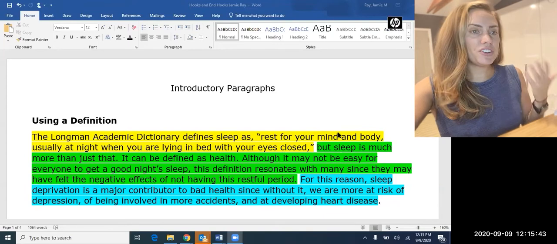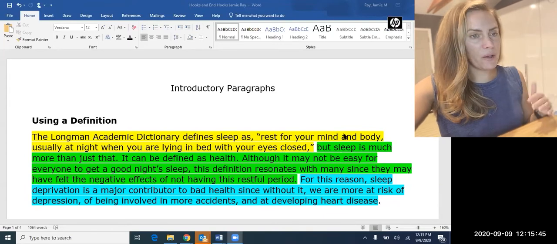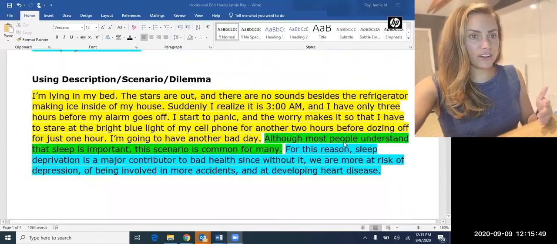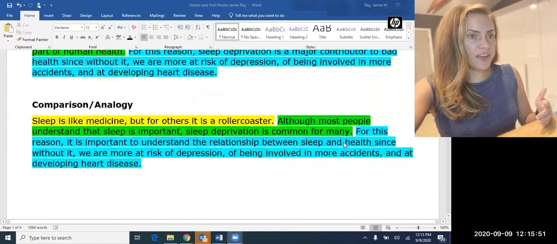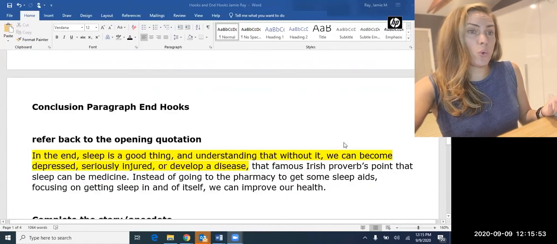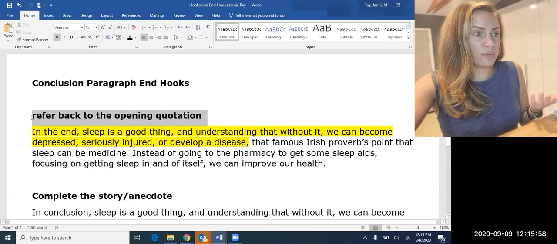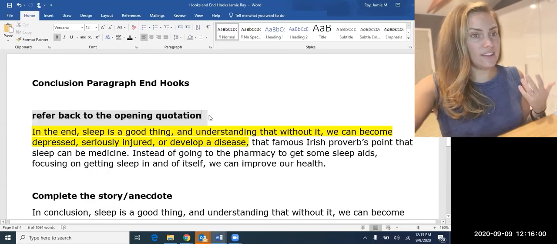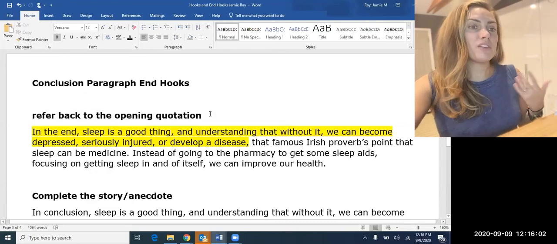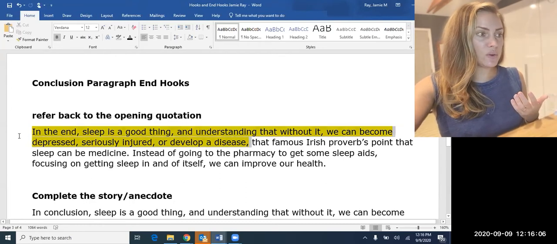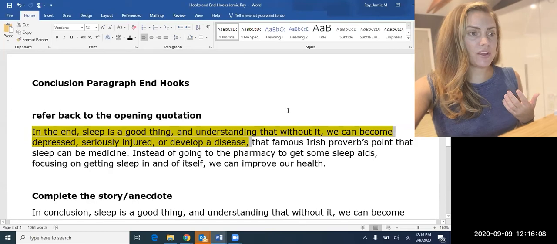So imagine you've written your paper, you've developed the body paragraphs, and now you're going to write your conclusion, okay? And let's imagine that you started with a quote. So you can actually end your paper with a quote as an end hook, okay? But of course, before you give your end hook, you need to restate the thesis, which is what I've highlighted here in yellow, okay?